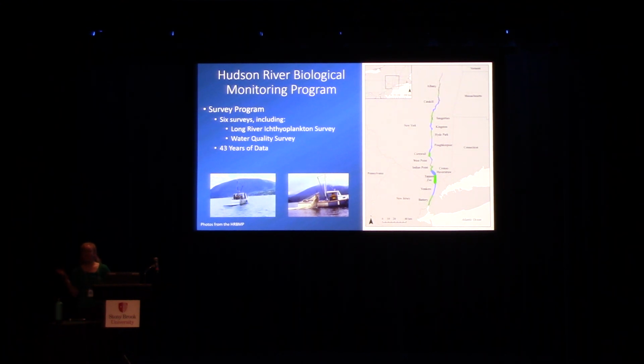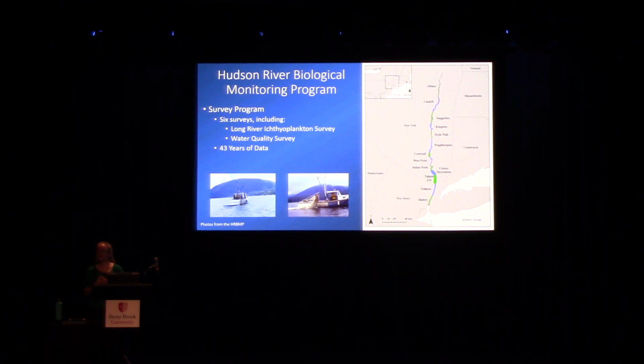So for those of you that just joined us, I'm going to give an overview of the Hudson River Biological Monitoring Program. For those of you that have been here, it's a lot of repeat of what you've just heard. But the HRBMP is a survey program that consists of 6 surveys, including the Long River Ichthyoplankton Survey and the Water Quality Survey. The data that I will be using spans 43 years, from 1974 to 2017. And the survey collects data for all of the Hudson River estuary, from the Battery in New York City all the way up to the Troy Dam north of Albany.